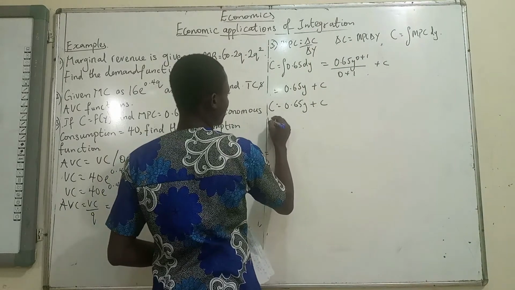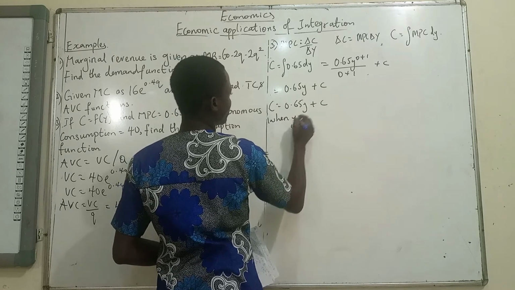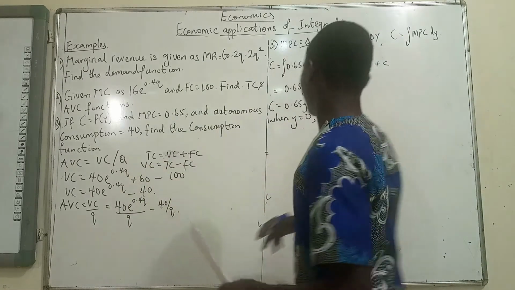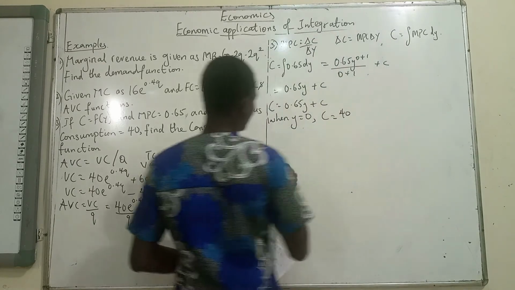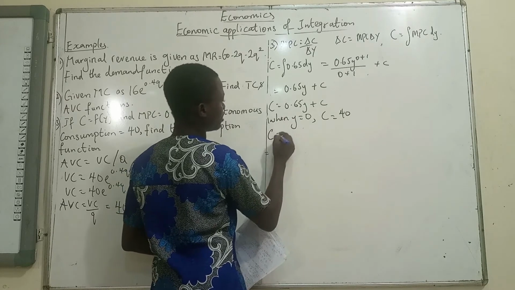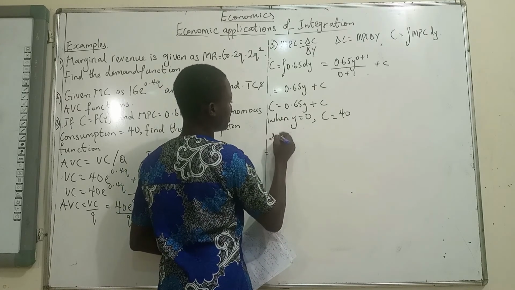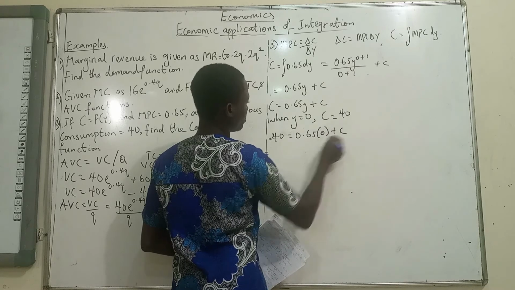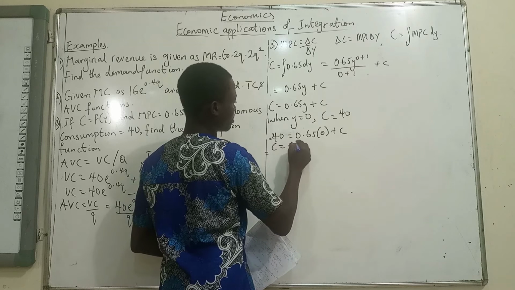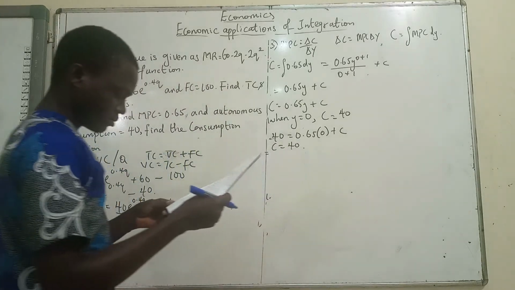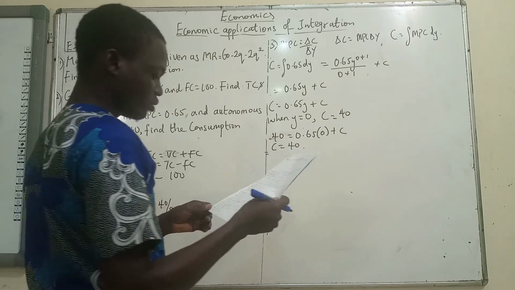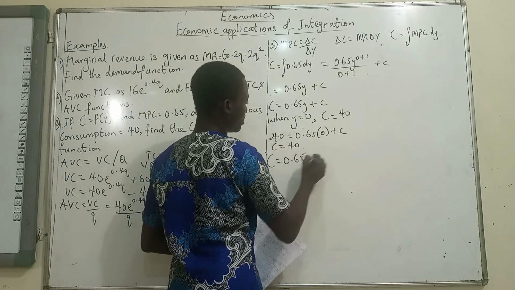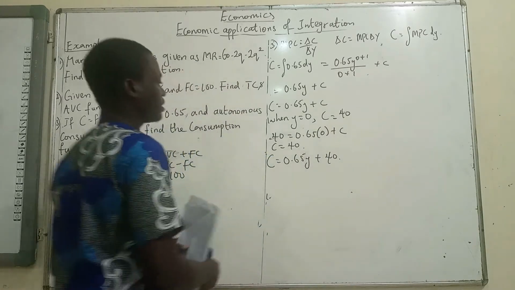So we are trying to get this constant term now. When y equals 0, we expect that C will be equal to the autonomous consumption that was given here, 40. Okay, C equals 40. So what's going to happen here is we'll be having 40 equals 0.65 times 0 plus c. Okay, so from here c equals 40. So the total consumption function now, C, is then going to be 0.65y plus 40.